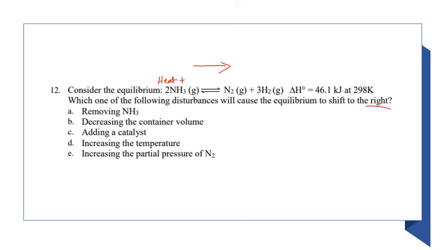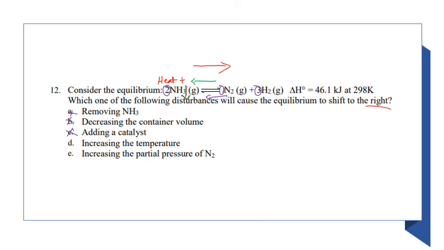If you are removing something from this side, the equilibrium will shift to this side, correct. And decreasing the container volume, so how many moles are here? We have 2 moles here and 3 plus 1, 4 moles here. If you are decreasing the volume, it will go to this side. Container volume decreasing means the pressure is increasing. When the pressure increases, it will have a tendency to go to the side with fewer moles, correct? So again it will be a left shift, so this is not the answer. Adding a catalyst will not have any effect.